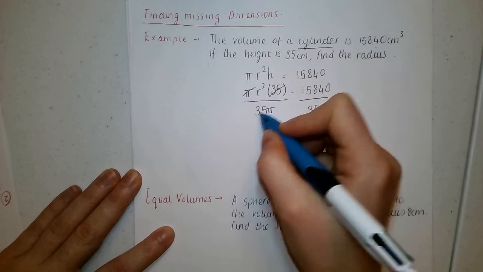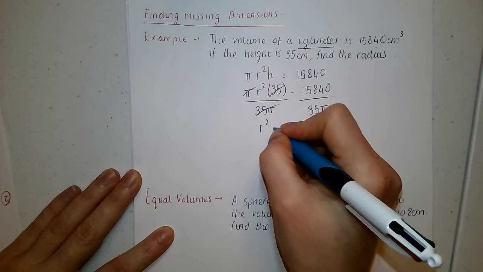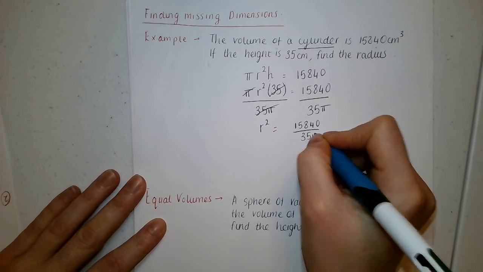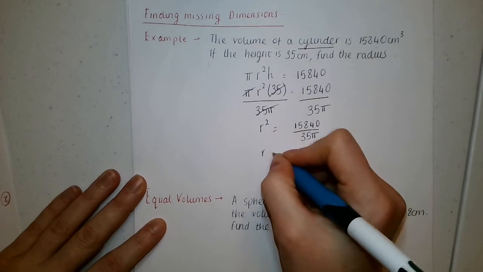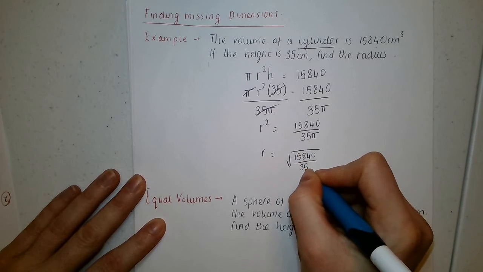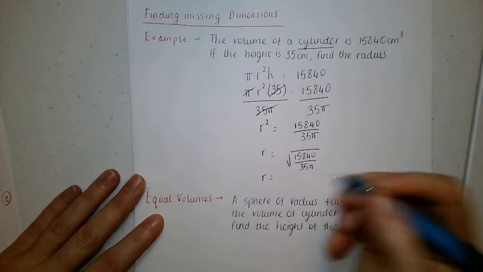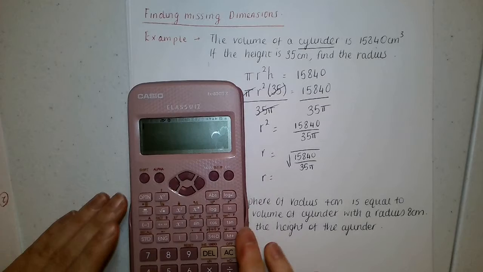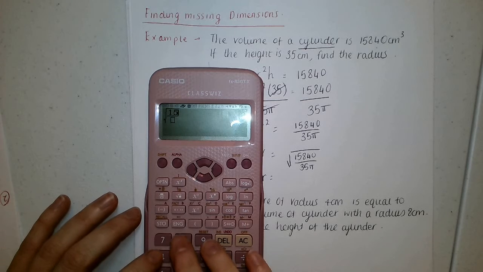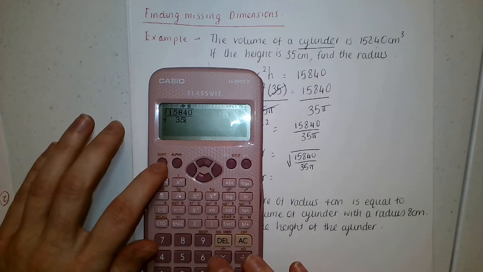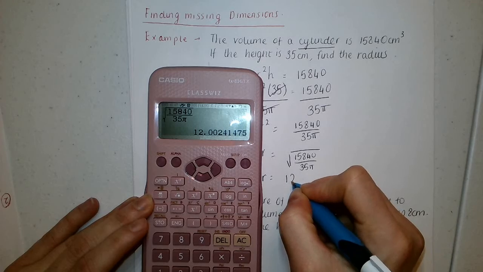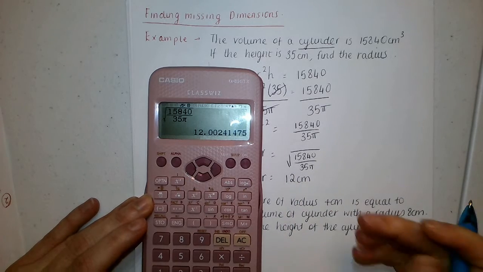So when I do this, the 35 pi will cancel and we're left with r squared equals 15,840 over 35 pi. And if we want to find r, we're going to get the square root of that fraction. You can put this into your calculator at any stage, but I would recommend leaving it till the end as you'll get your most accurate answer. So I'm going to open up my square root, fraction, 15,840 over 35 pi, and that is going to give me 12.002. So that is just 12 centimetres to the nearest centimetre.